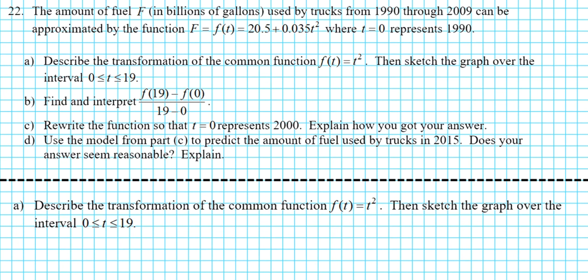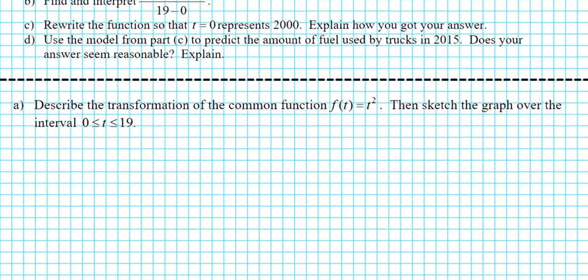All right, let's take a look at 22. It reads, the amount of fuel F in billions of gallons used by trucks from 1990 through 2009 can be approximated by the function f of t equals 20.5 plus 0.035 t squared, where t equals 0 represents 1990. Question for part A. Describe the transformation of the common function f of t equals t squared. Then sketch the graph over the interval.